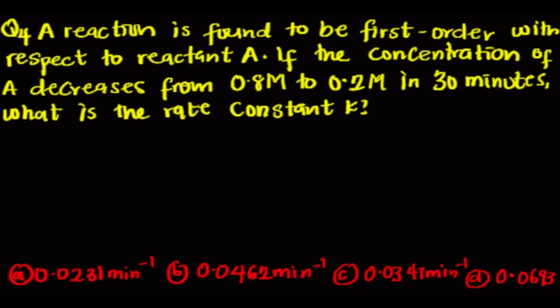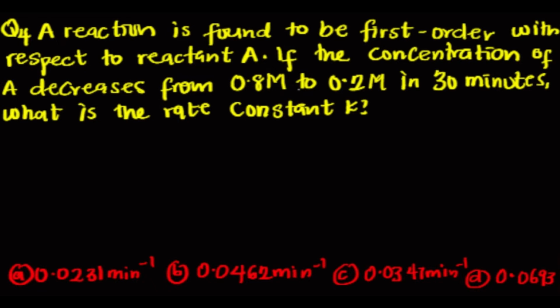Now let's see another question that we have. The question says, a reaction is found to be first order with respect to reactant A if the concentration of A decreases from 0.8 molar to 0.2 molar in 30 minutes. What is the rate constant? We are asked to calculate the rate constant here.